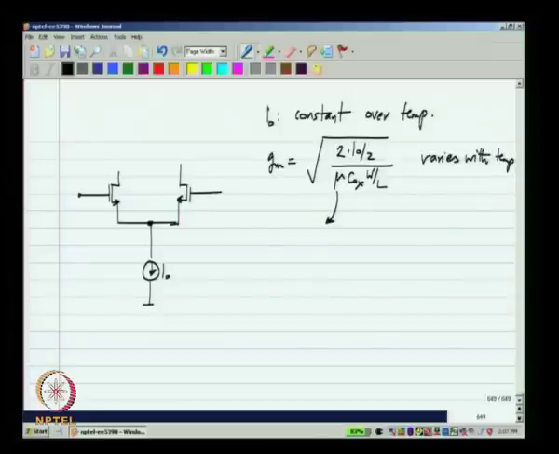This is because mu Cox reduces as temperature increases. So, if you do this, what happens is at low temperatures you get high Gm and at high temperatures you get low Gm. Now, this may not be desirable. For instance, in an op amp, the unity gain frequency depends on the transconductance of the first stage, and it may be beneficial to keep that constant over temperature.